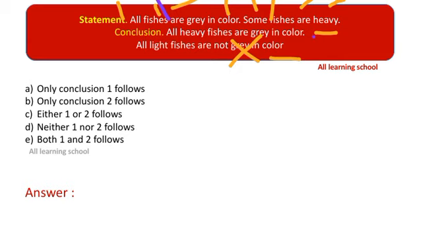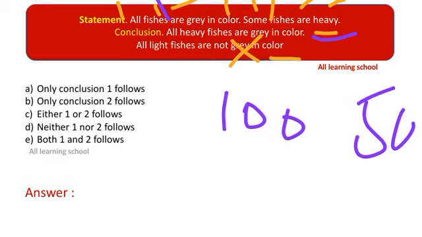And now look at the first conclusion. Assign its expense. The expense of heavy fishes is 100 and the expense of grey color is 50. Here the expense of fishes is 100 and grey color is 50. Income of 50 is 100, expense of 50 is 100. So income equals expense, it is correct. Now grey in color, expense of grey is 50, income of grey is 50, income equals expense, it is also a correct case. So conclusion 1 will be correct.